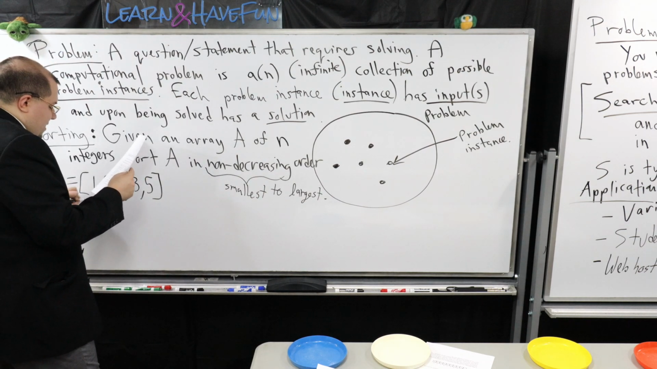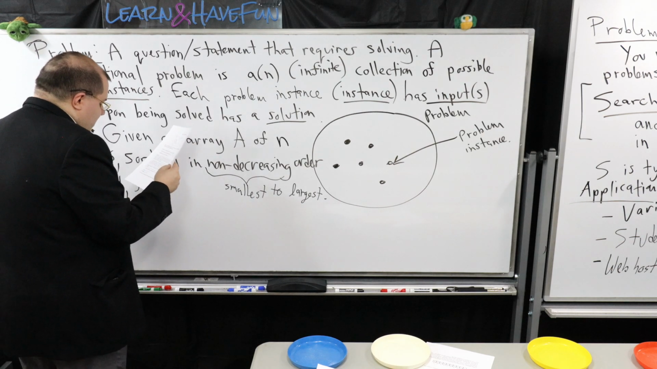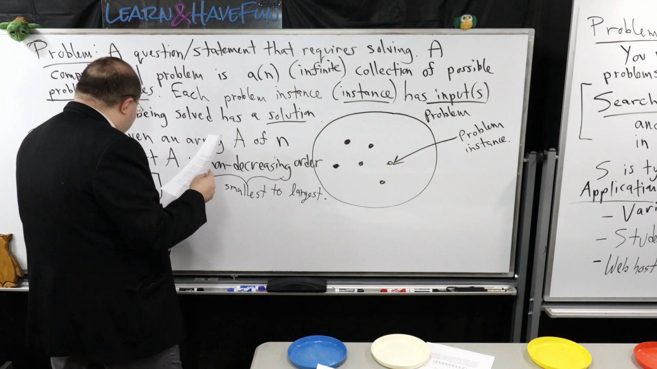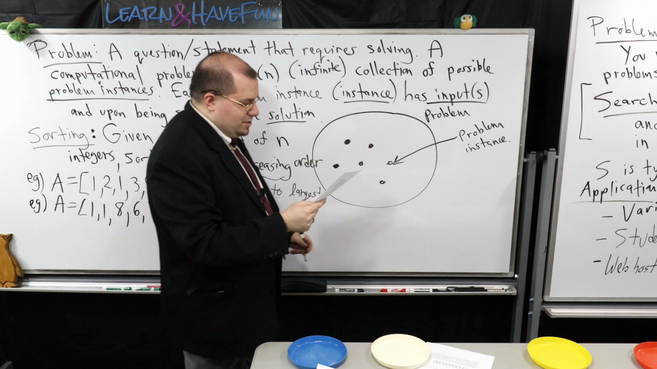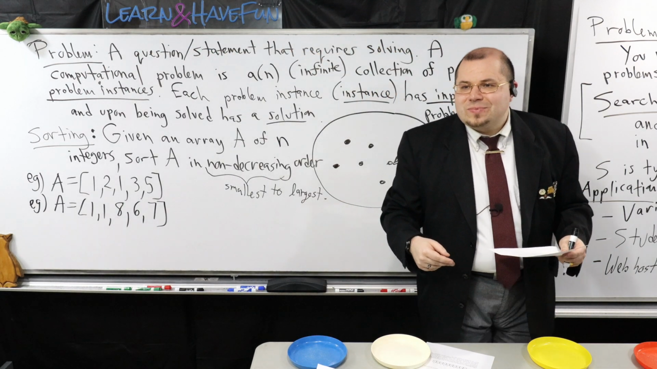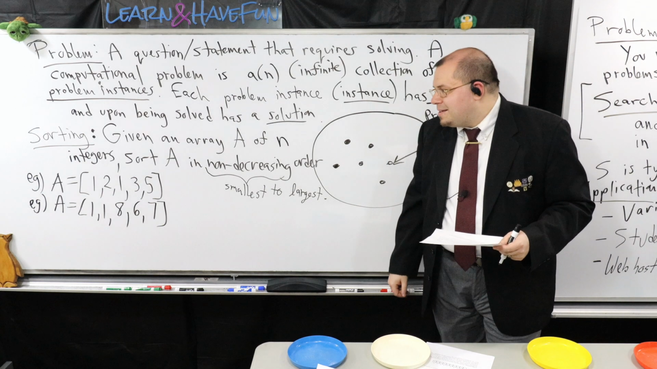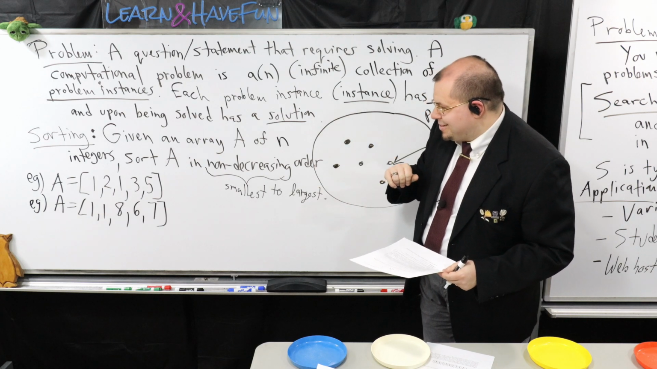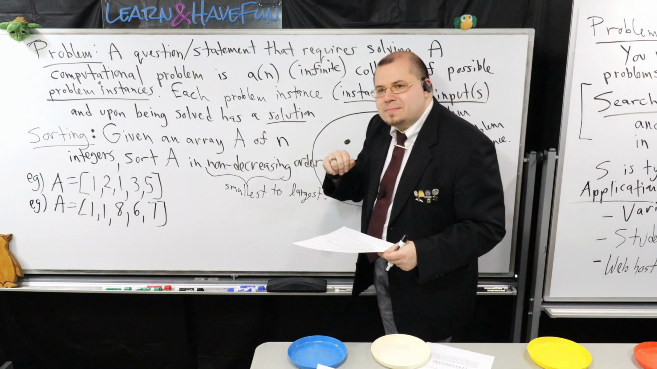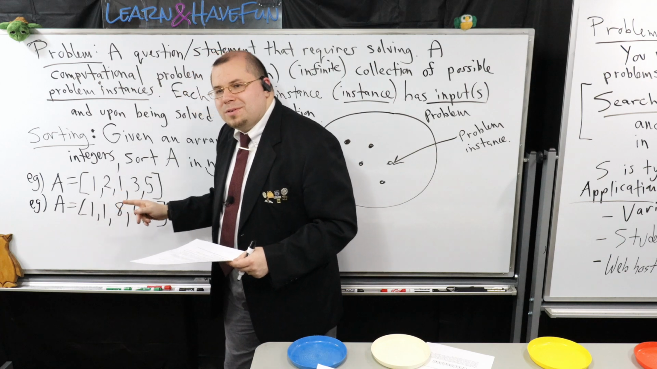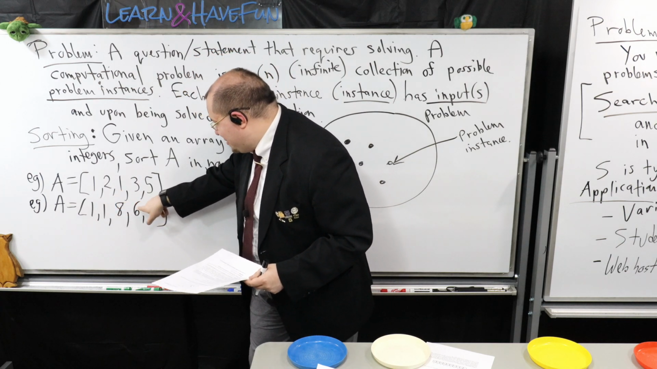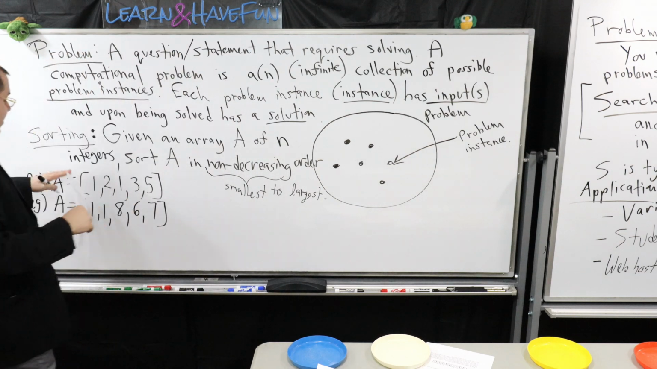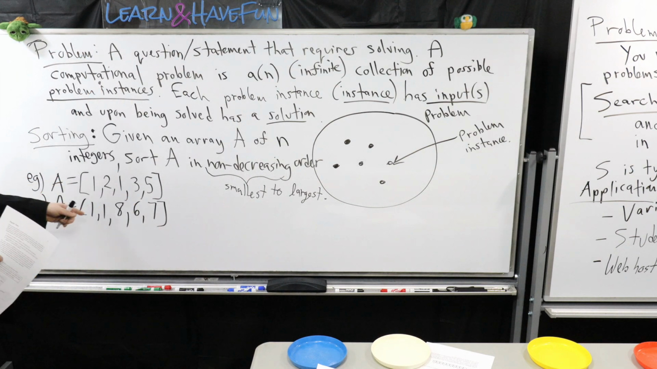So I have A. Suppose I give you 1, 1, 8, 6, 7. Somebody tell me the solution to this instance. It's 1, 1, 6, 7, 8. Yep, very good. So notice that you just have to put these two before the 8. Very good. So notice that all of these are arrays of length 5.